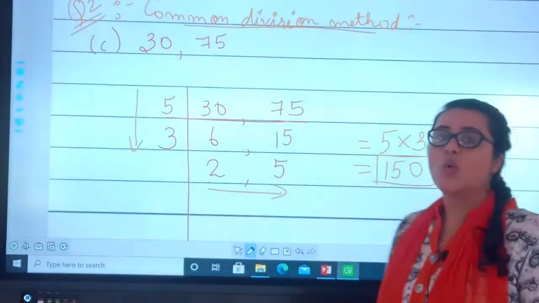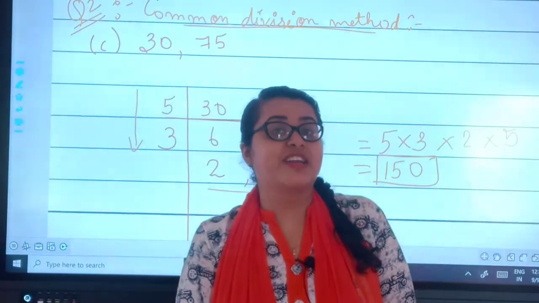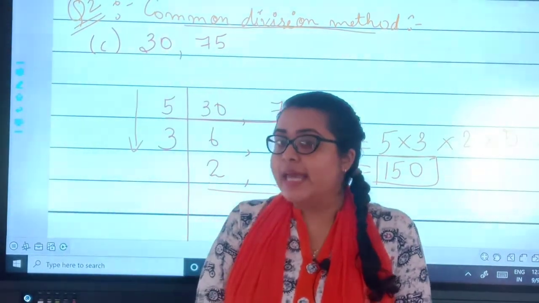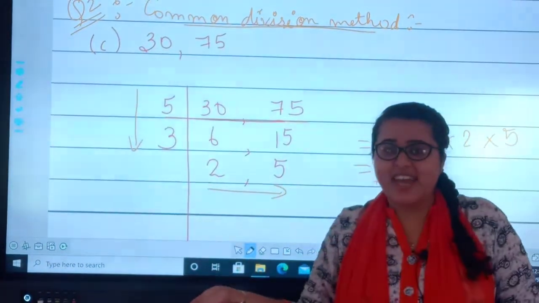Understood, students? Which method do you like the most? Common division or prime factorization? Especially I like the common division because it is so easy, right?